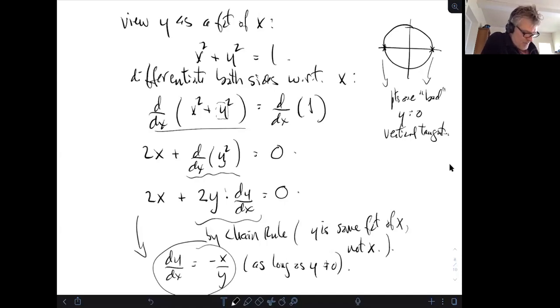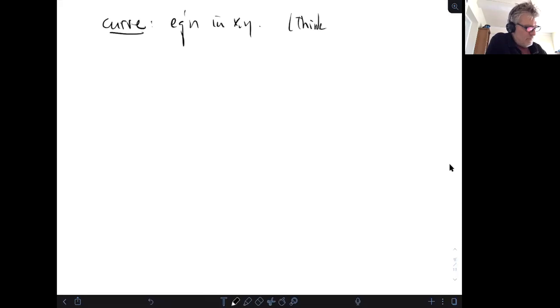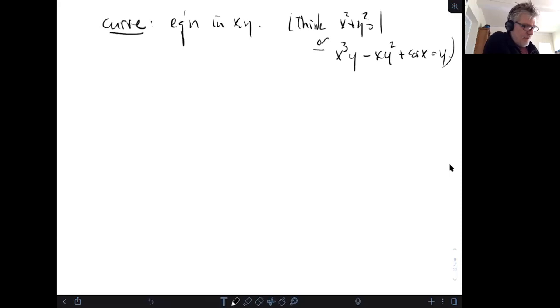What's interesting is that with partial derivatives, things get actually a lot simpler. So, okay, now let's take a look at the following case. Let's say we have a curve, and it has an equation in x and y. So think something like x squared plus y squared equals 1, or x cubed y minus xy squared plus cos x equals y. Anything like that, okay? So you have some equation, and you plot the points, and you get a curve.